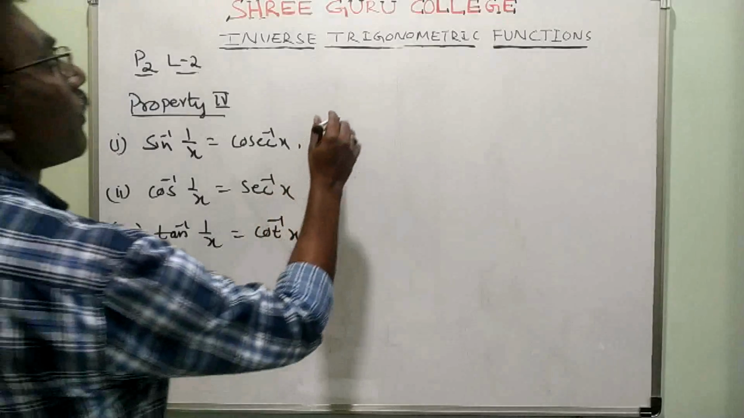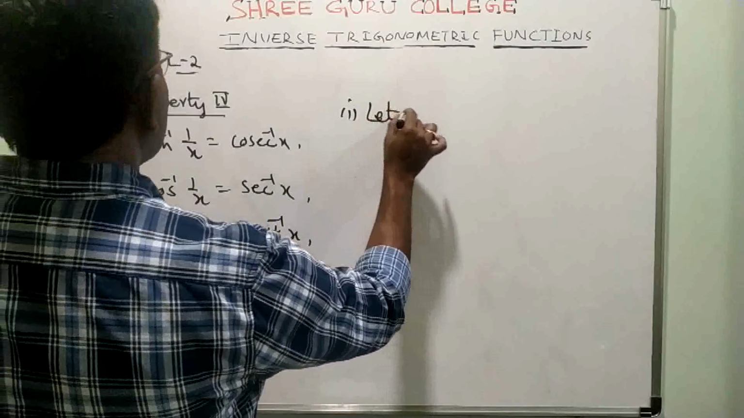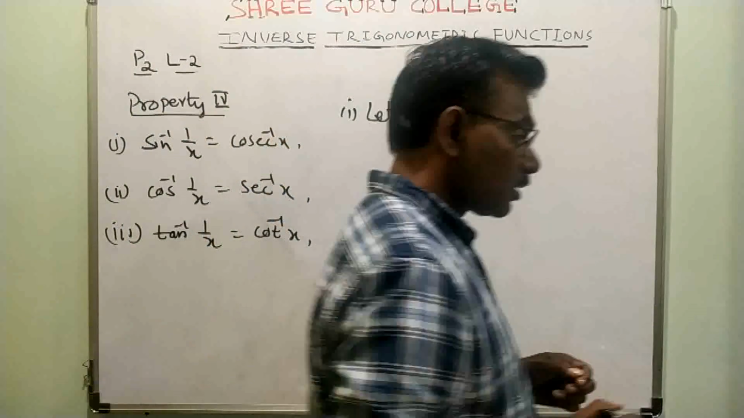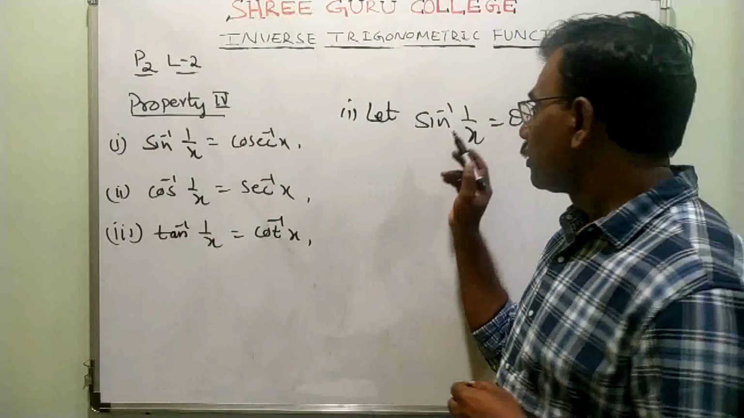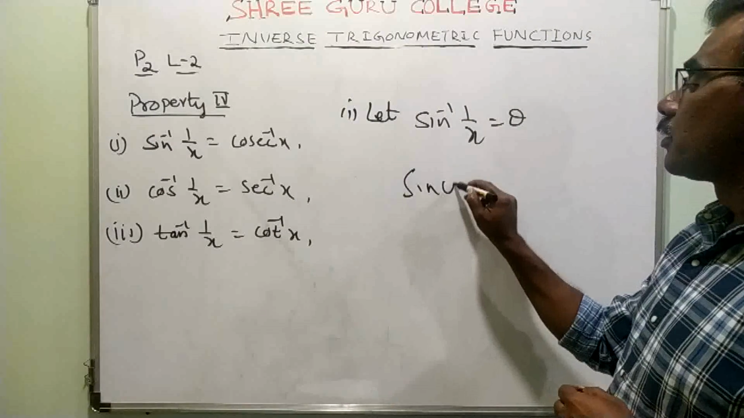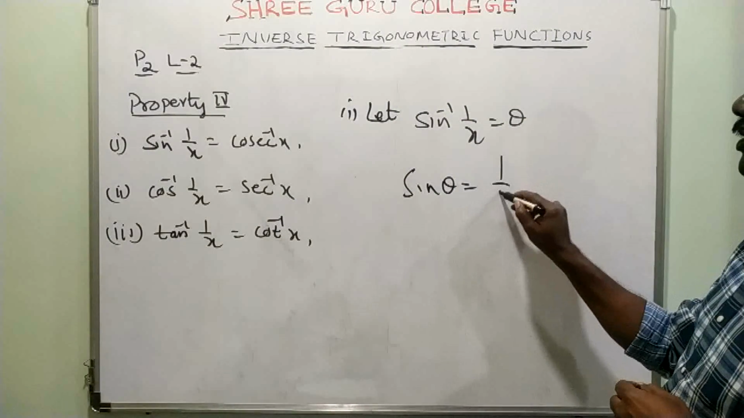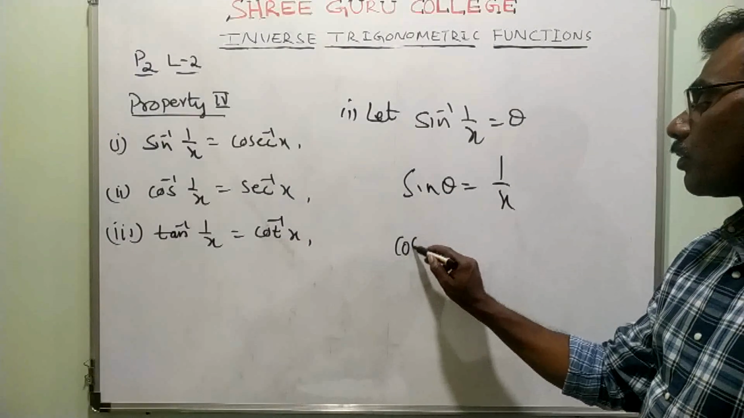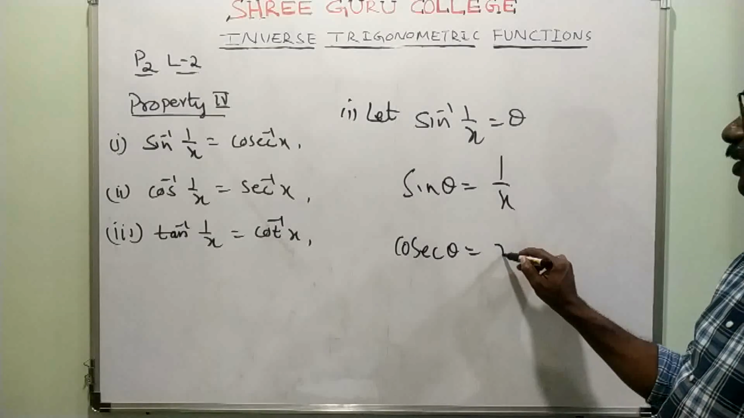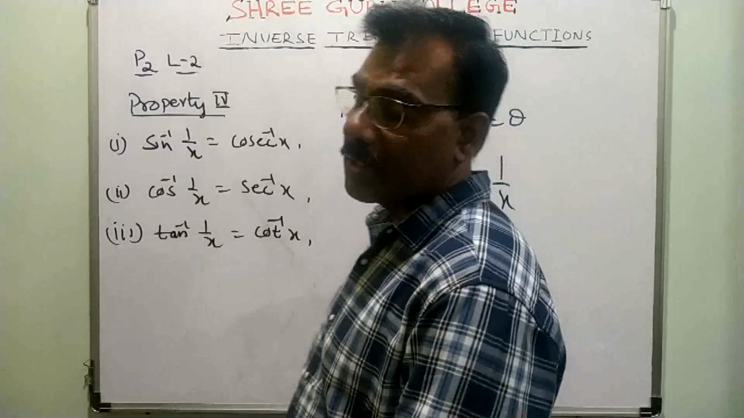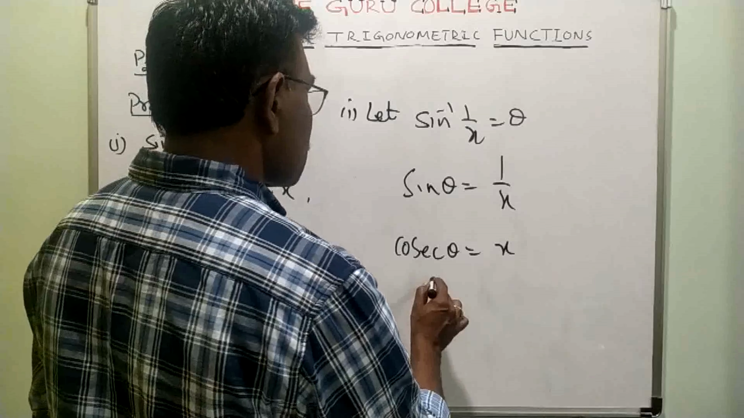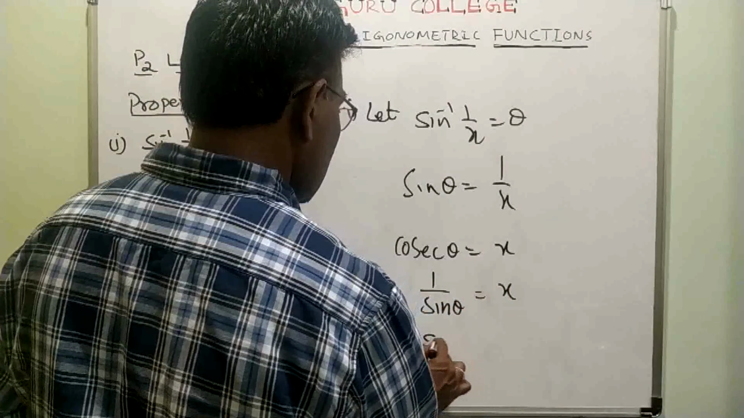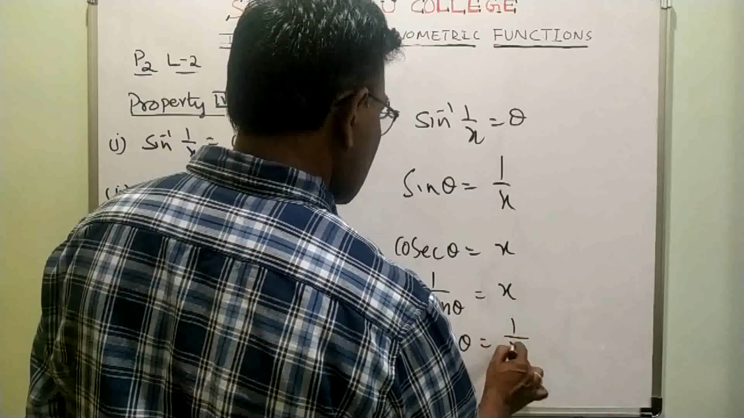First one, I will prove that sin inverse of 1 by x is equal to theta. So sin theta equals 1 by x. Taking the reciprocal, cosec theta is x. So cosec theta is 1 by sin theta equal to x, and sin theta becomes 1 by x.